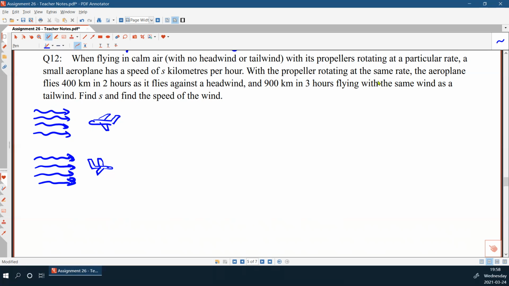Okay, so here we want to know the speed of the wind, right? Suppose we denote this with a W, the speed of the wind. And we also want to know the speed of the airplane, right? The speed of the airplane is denoted by S. So what information do we have here?